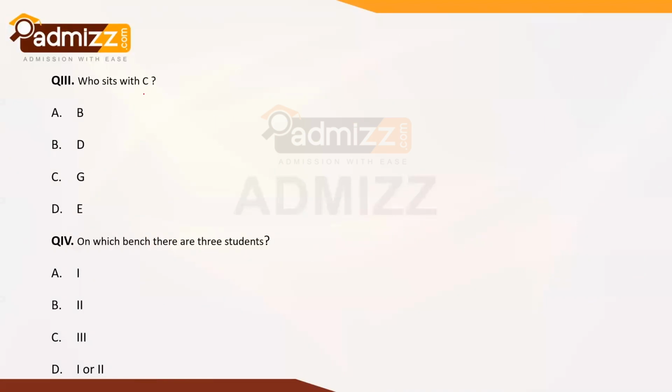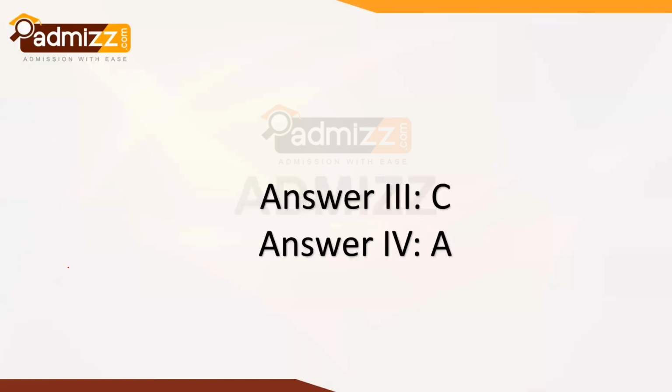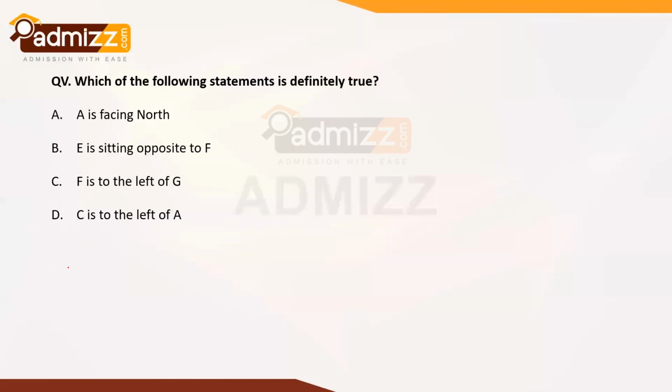Who sits with C? We know that G sits with C, I mean, we determined that, obviously. With that done, on which bench are there 3 students? That's bench number 1, in which there are A, E, and D, so that's the correct answer. Once you determine who is present, you can easily figure out the rest, right? Now we'll quickly be moving on to other topics. We've got another problem, but we'll be skipping this for the time being.